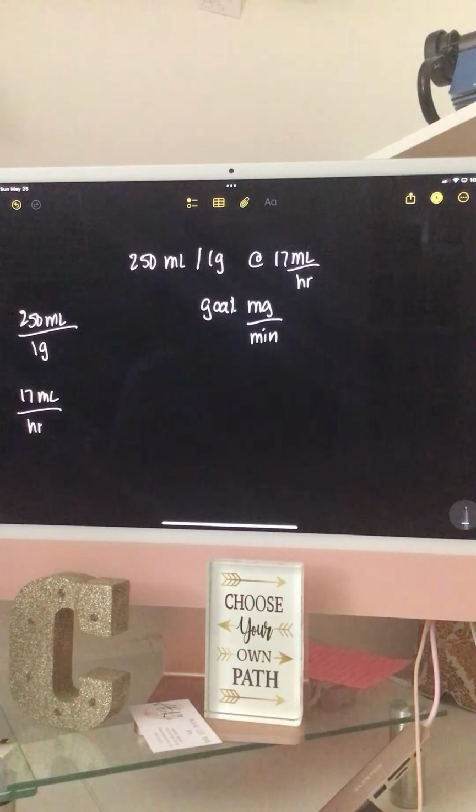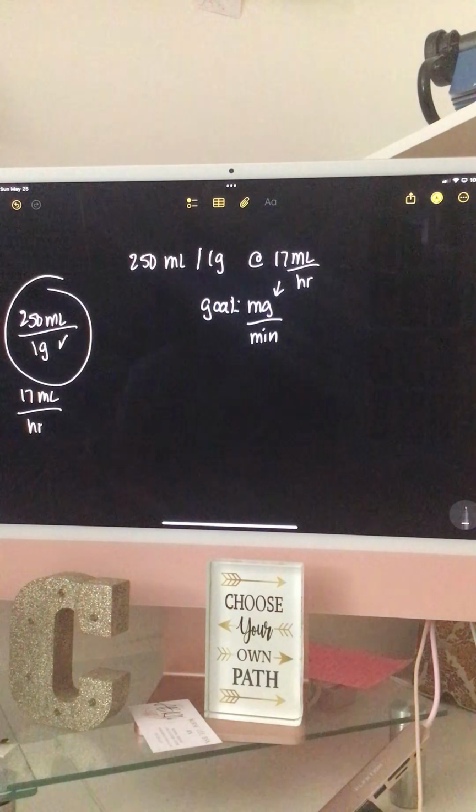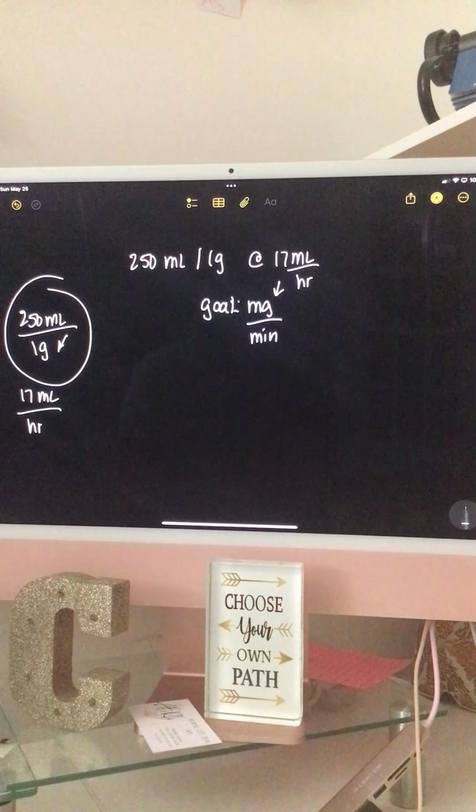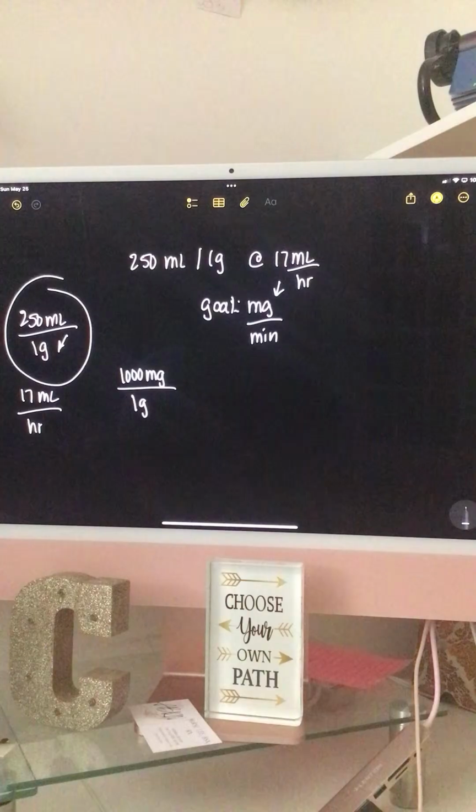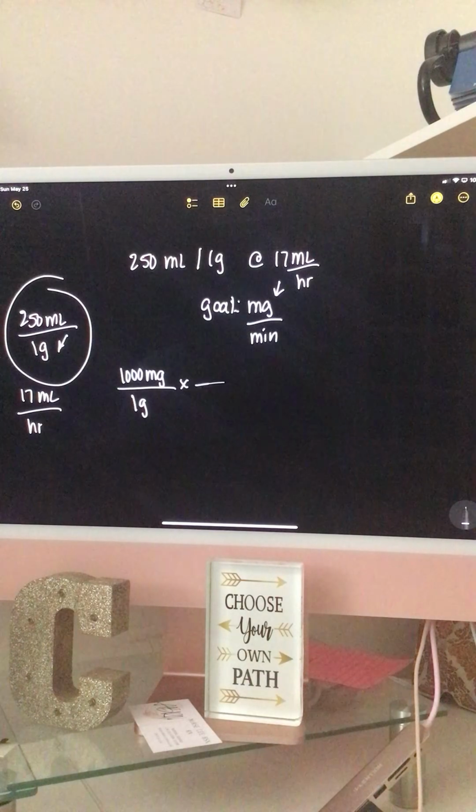If you have a goal, which is milligrams, and you don't have milligrams in your puzzle pieces, but you have grams, start with a conversion. If you don't have it in your puzzle piece, pull out your conversions. So I'll do 1,000 milligrams over 1 gram because I need to convert the grams to milligrams.